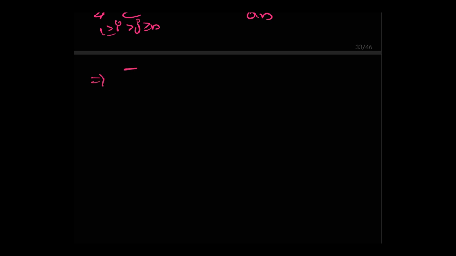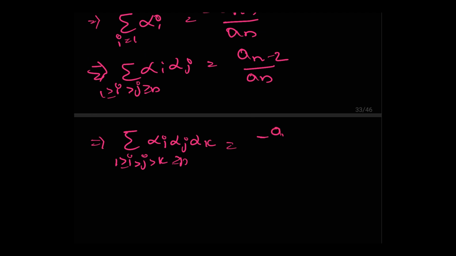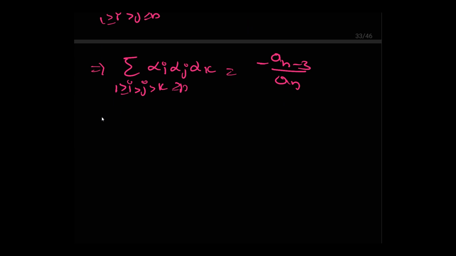and the summation of alpha i, alpha j, alpha k taking 3 at a time, 1 less than or equal to i, greater than j, greater than k, less than or equal to n, will be minus a n minus 3 by a n. And if we go on like that, we get the product of all roots alpha 1 into alpha 2 into and so on alpha n will be minus 1 power n into a naught by a n.